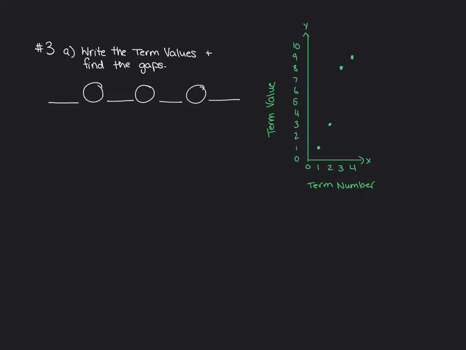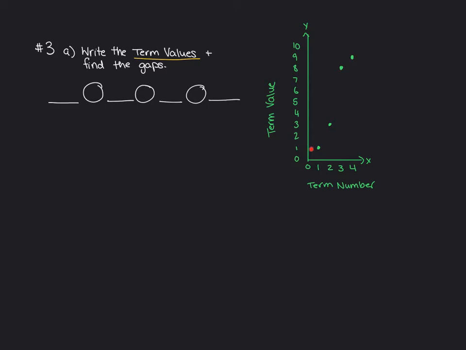Question number 3 has a few separate parts. They're going to start by giving you a graph, and then that has the term number and the term value on the x and the y axis. And then they're going to ask you to write the term values and find the gaps. To find the term values, we'll need to look at the y-axis. The x-axis is basically just telling us what order the number is going. So we've got the first number, the second number, third number, and the fourth number.